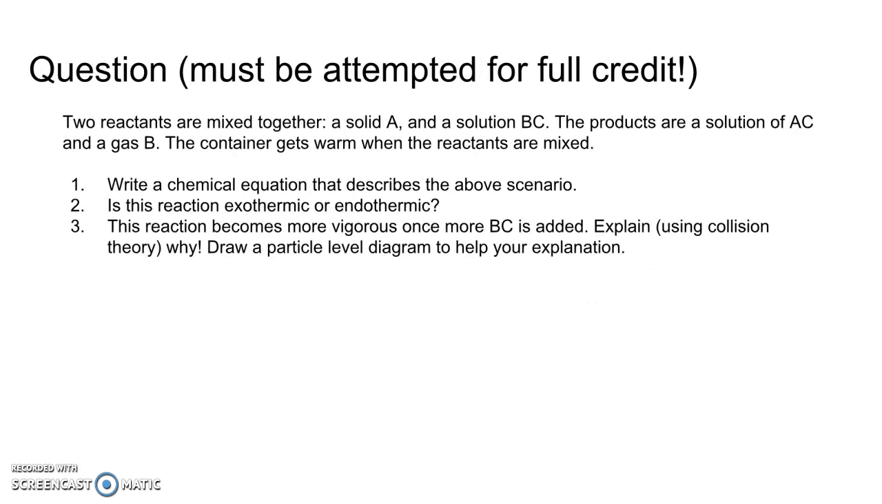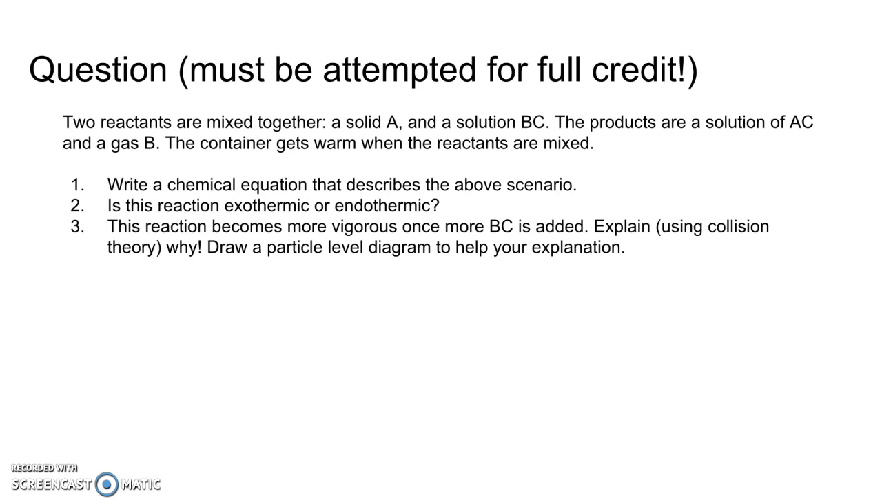All right, so here's our question. Again, reminder, you need to attempt this for full credit. So you've got two reactants mixed together. You have a solid, and we'll call that solid A, and then a solution, and we'll call that solution BC. The products of these two reactants are a solution of AC and a gas B. The container that this is being mixed in gets very warm when the reactants are mixed.